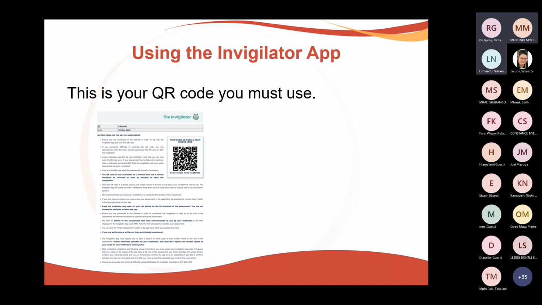There's a QR code. You'll find this on My Modules as well as My Exams. You have to use this QR code. It's specific, as you'll see, to the LML 405. You have to use the exact QR code. You have to scan it for the Invigilator app.